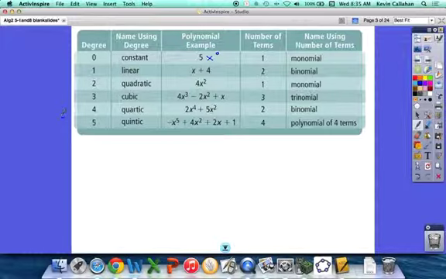What do you see down here? What if it was x to the 10th? You're just going to say 10th degree. Just say the number, right?